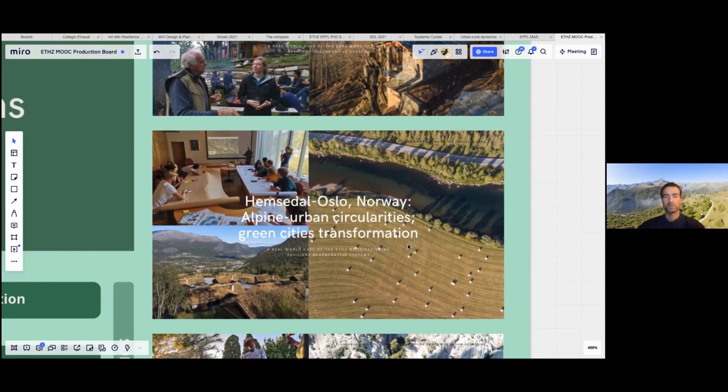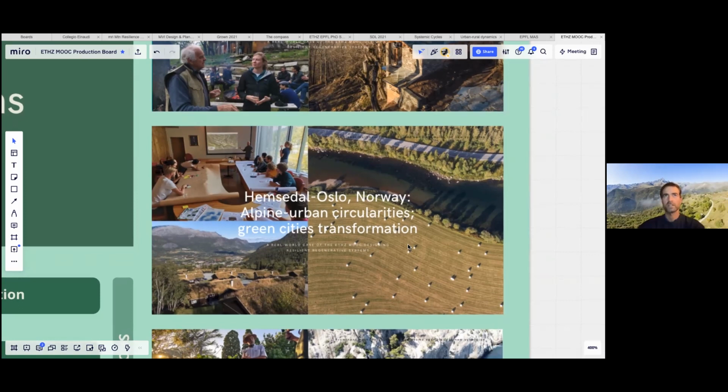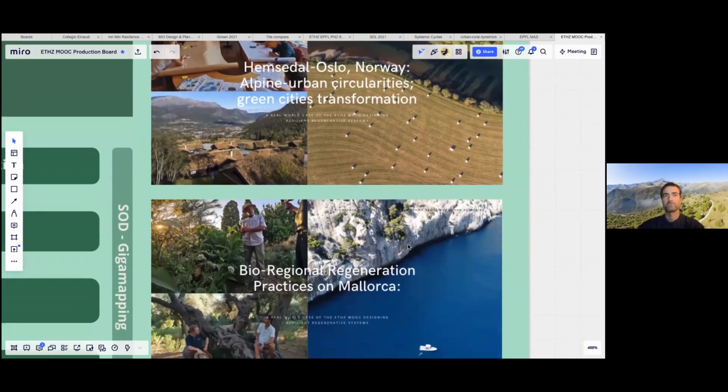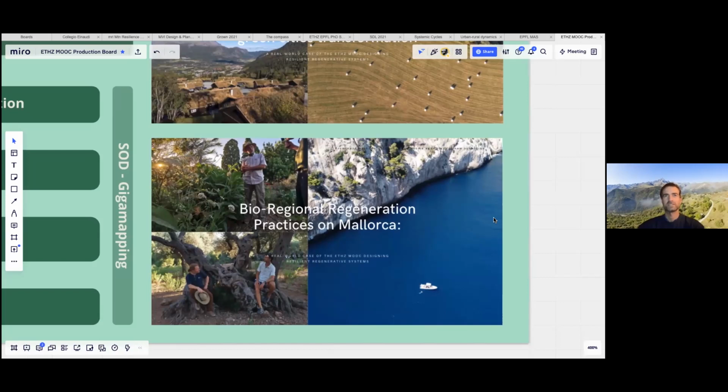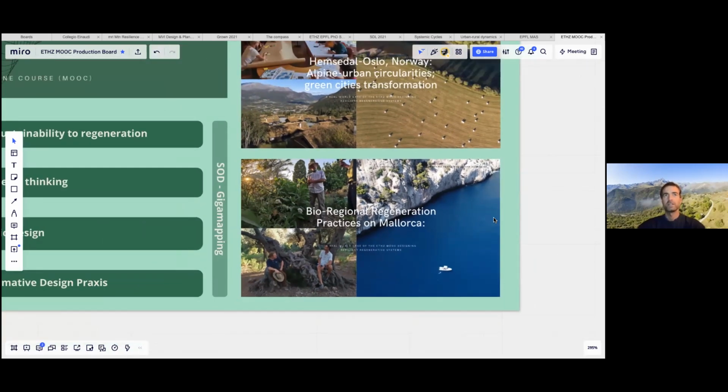That spans from our partner school in Oslo and the work we've been doing there in practice for some time. And then obviously Daniel's very central role in this MOOC as main co-designer about bioregional regeneration practices on Mallorca. We have been there for a week together in June to shoot, film, explore, do interviews, and follow Daniel's work of weaving different systemic designers on bioregional practices on Mallorca. So also a different climate.